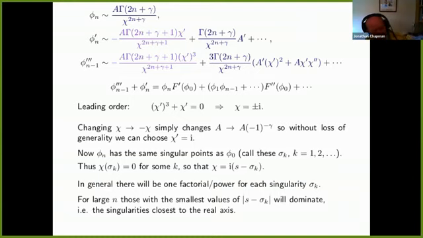And in general, you will have a factorial over power behavior like this, one term like this, for every singularity in the leading order solution. So I would have a sum of series that look like this. But for large n, the ones that dominate are going to be the ones with the smallest value of chi, and that means the smallest value of the modulus of s minus sigma k, and that means the singularities that are closest to the real axis.